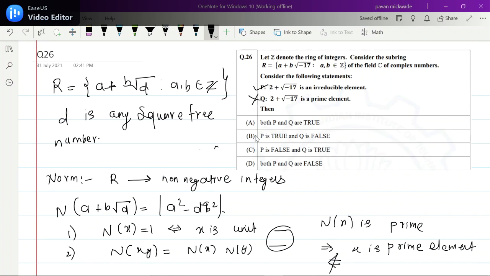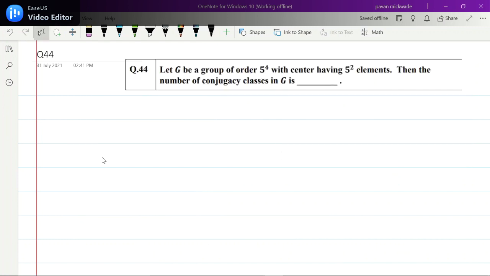So with this we have an answer to this question. P says it is an irreducible element, which is correct, and Q says it is a prime element, which is not correct. So the answer to this question is P is true, Q is false, option B. Fine. Let's move on to the next question.